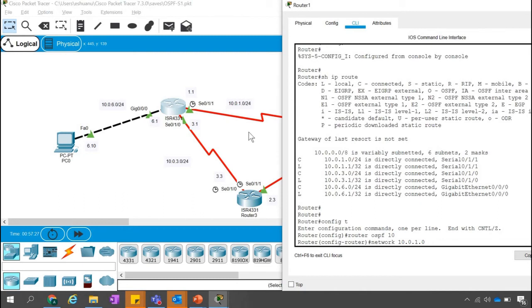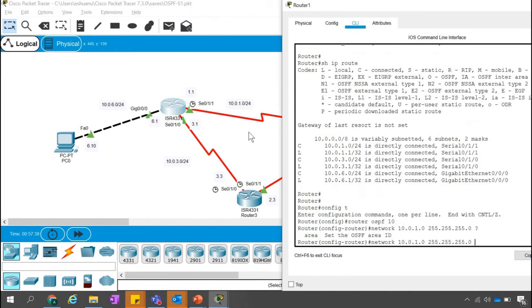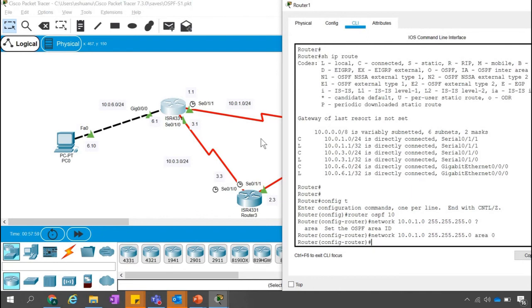After that, by default you should give the wildcard mask, but you are not aware of the wildcard mask yet, so right now I am just giving you the subnet mask. The subnet mask is 255.255.255.0, and you can put a question mark and it will ask which area this interface belongs to. Today I'm not giving you an idea about the other areas. Right now we are going to configure all the routers in the same area, and that will be area 0. So I'm giving the command area 0, so all these interfaces are in area 0.